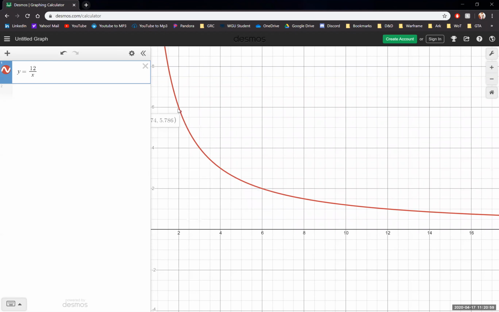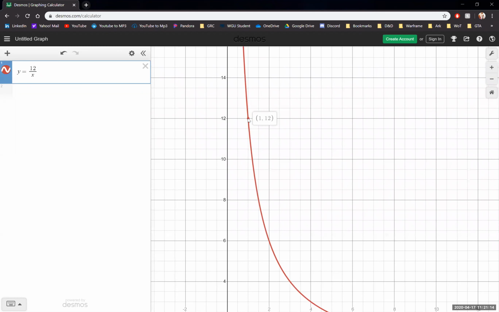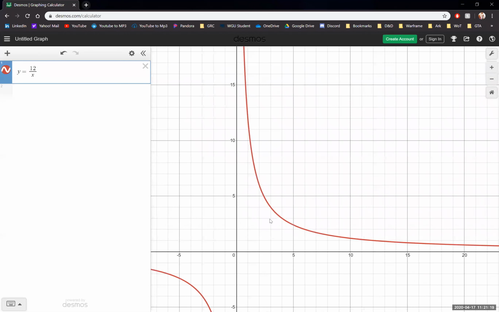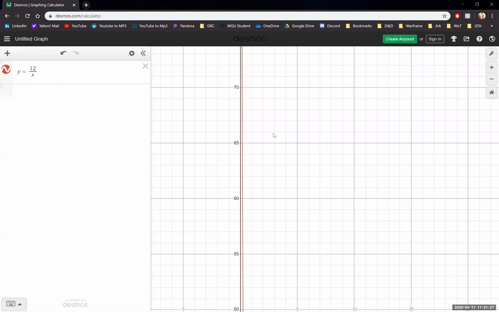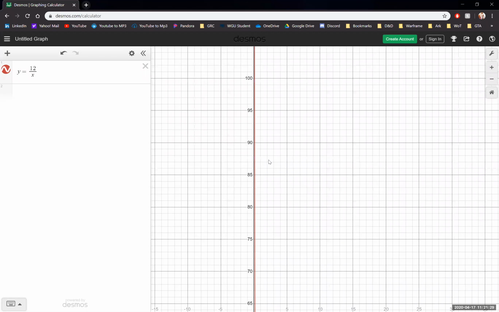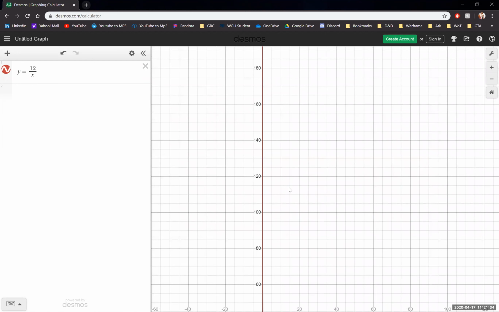Our X value is 2. Okay, it's moving over here. When our X value is 2, it took us 6 trips. Our X value is 1, which is somewhere up here. It took us 12 trips, and so on. Now, notice as I get closer to having 0 trips, what happens? Well, it keeps going up, and that number keeps growing, and it keeps on going up.